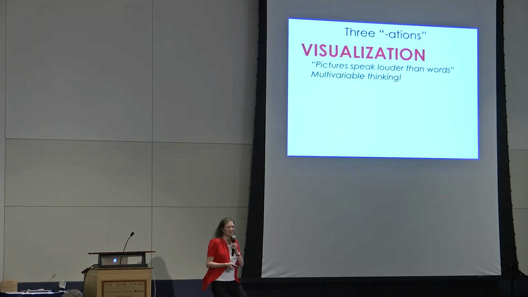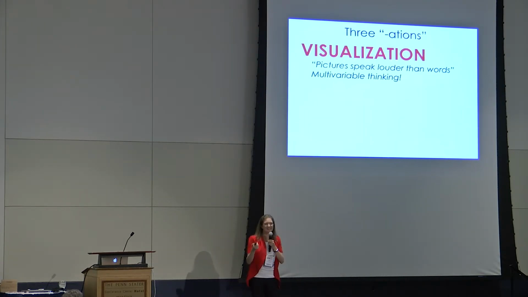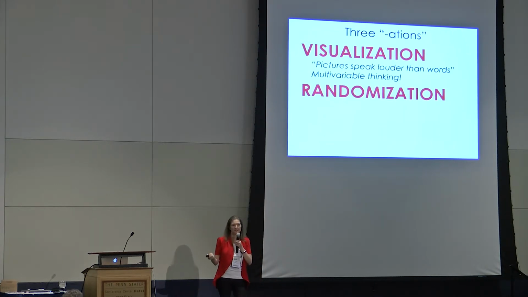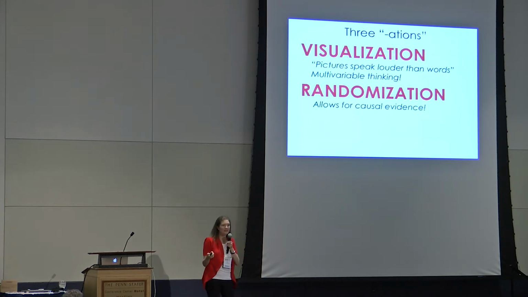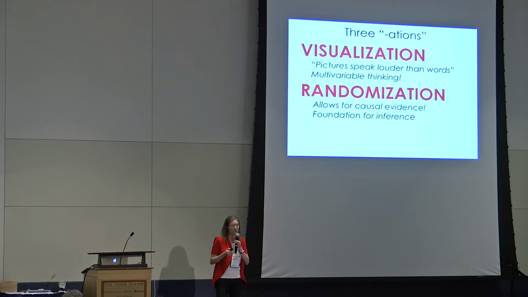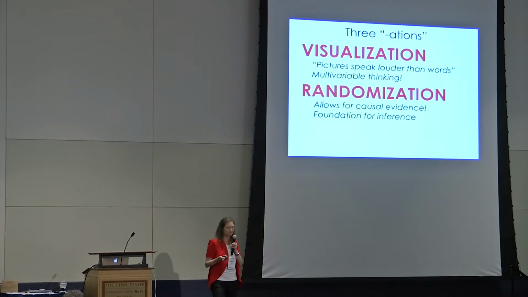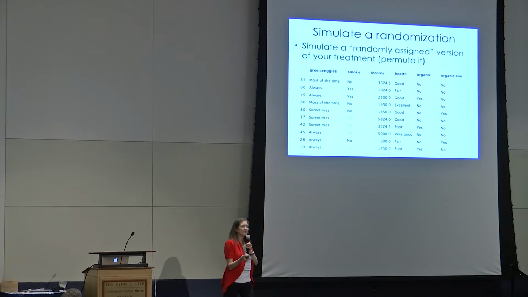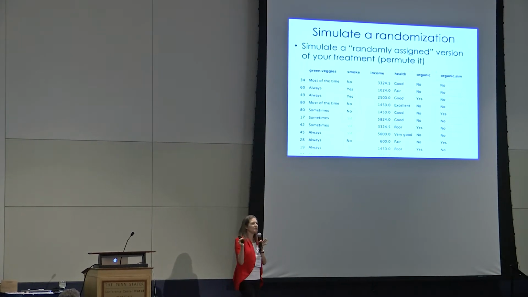All right, so that brings me to the second of the three Asians. Randomization, I think, is absolutely crucial to statistics. One important thing is it allows for causal evidence, but it can also be used as the foundation for inference. I think randomization deserves to stay as a cornerstone topic in our introductory courses.